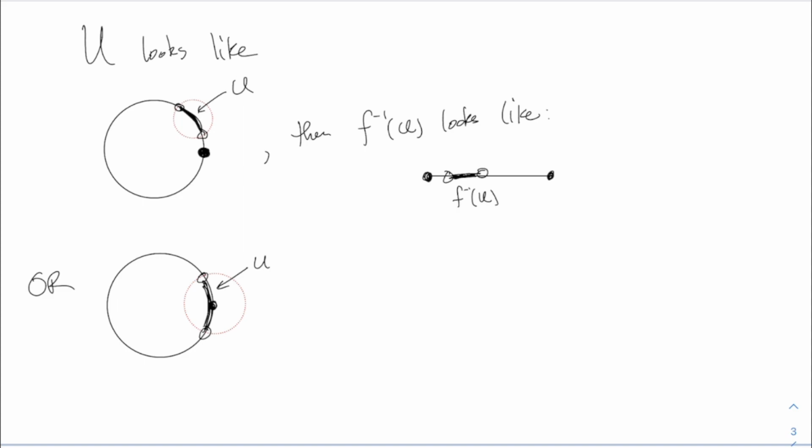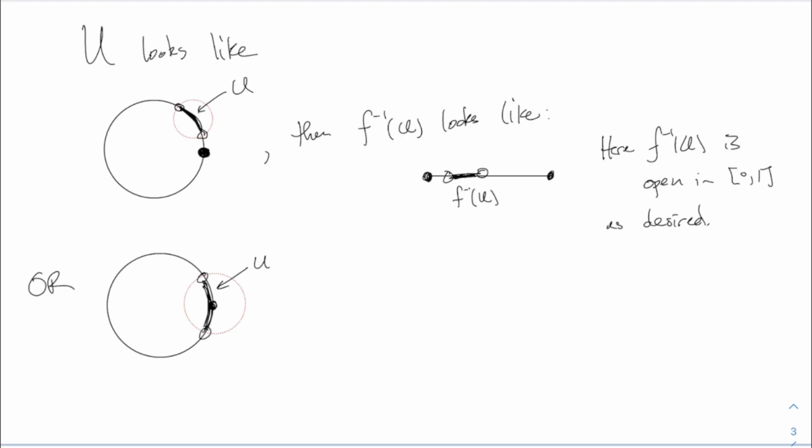And is that an open set? Yes, it is. This is an open set using the subspace topology from R because it's just a normal open interval in R. So here I will say F inverse of U is open in 0, 1. Actually, it's an open set from R, but in particular, it is open in 0, 1 with the subspace topology from R as desired. That's the first case. All right?